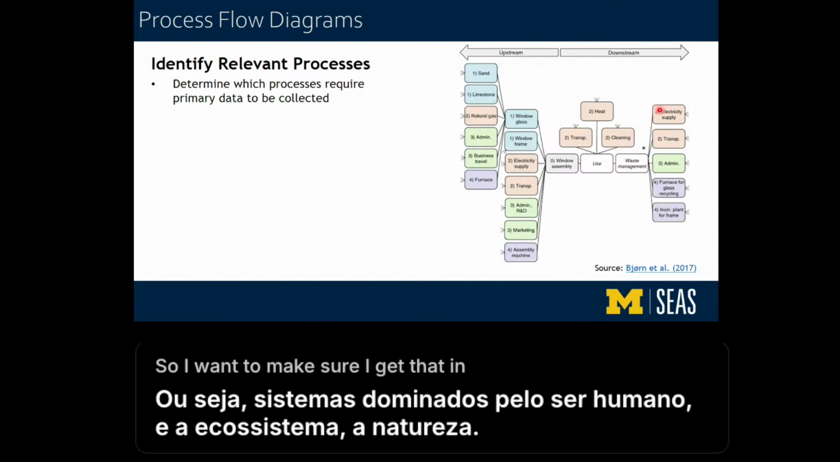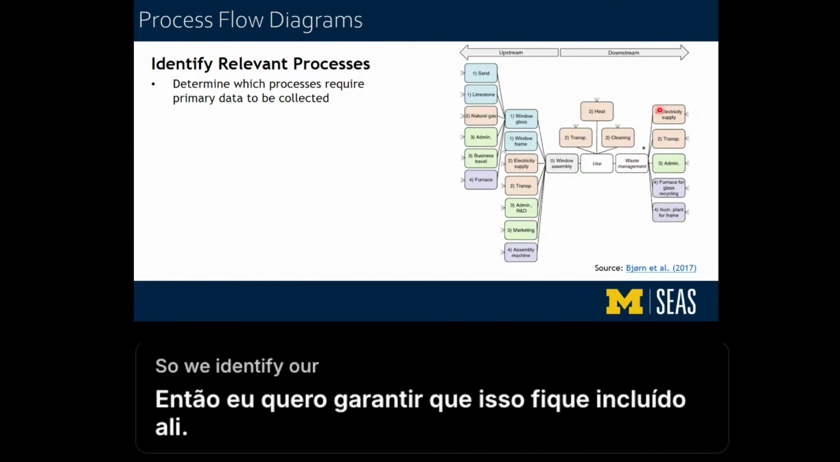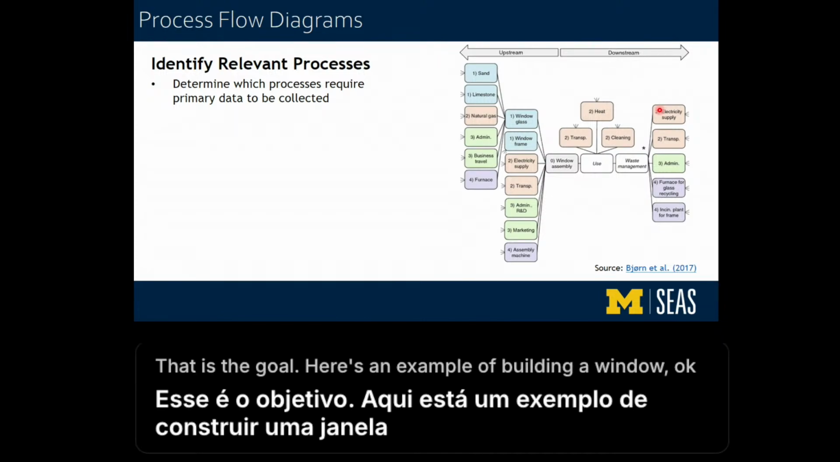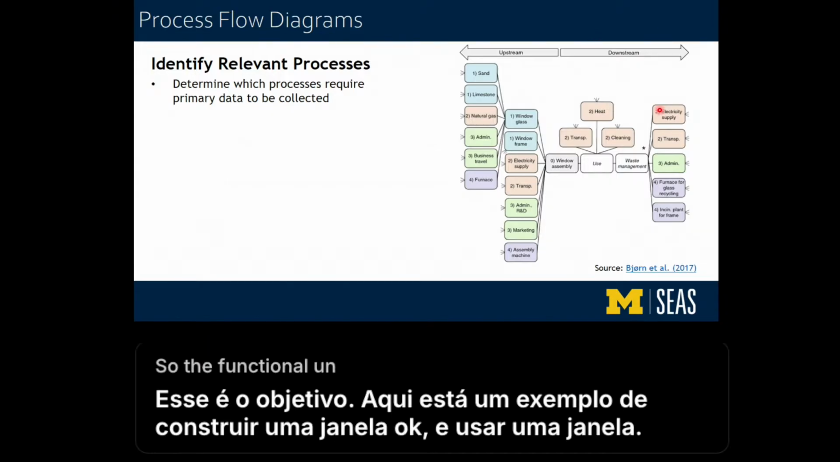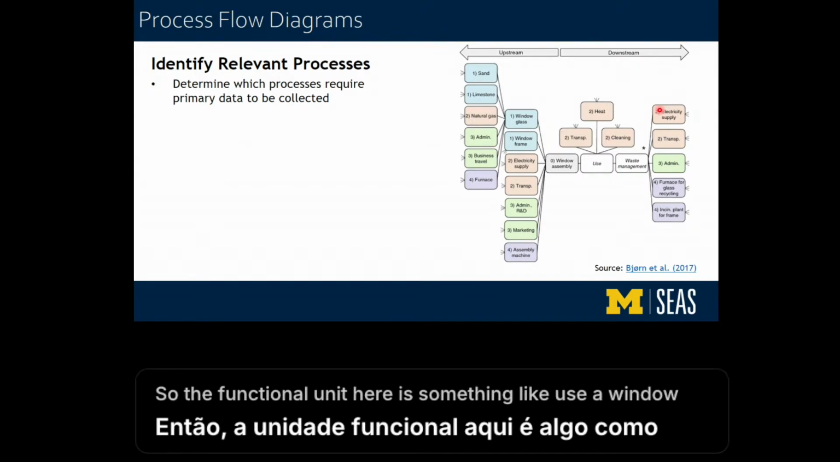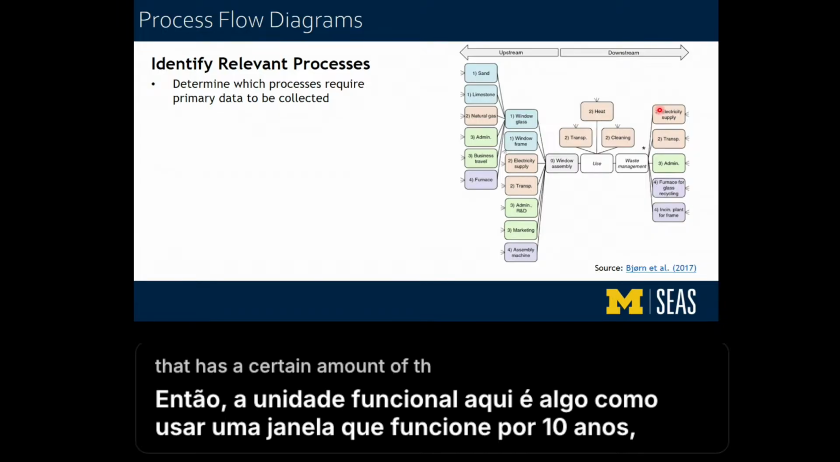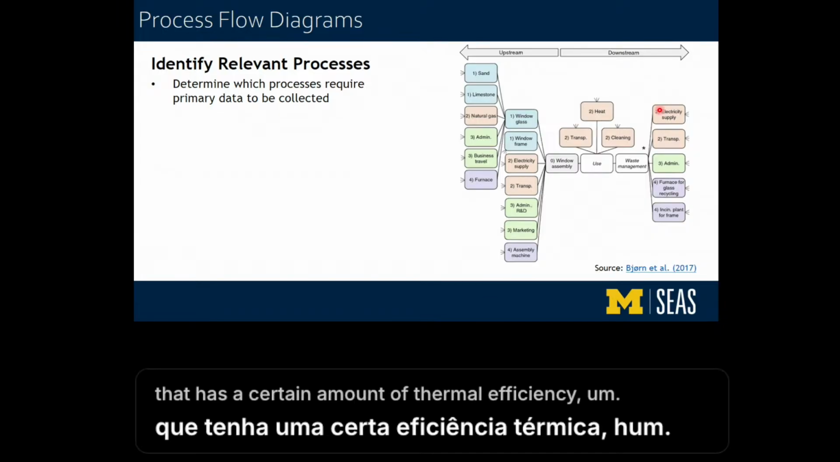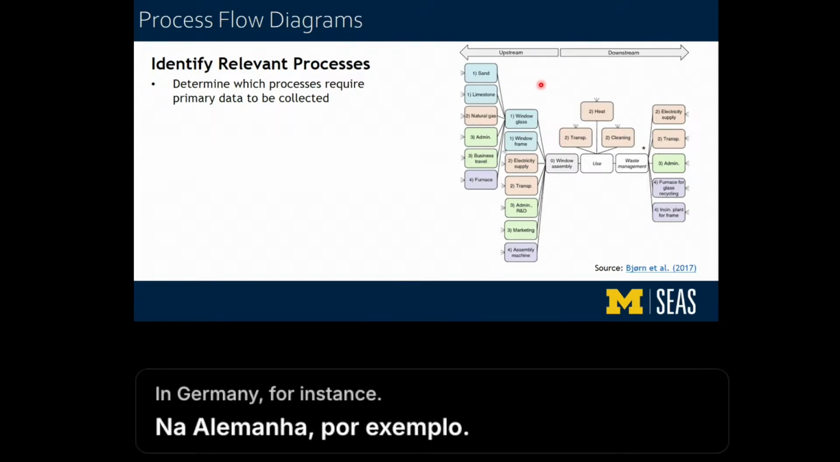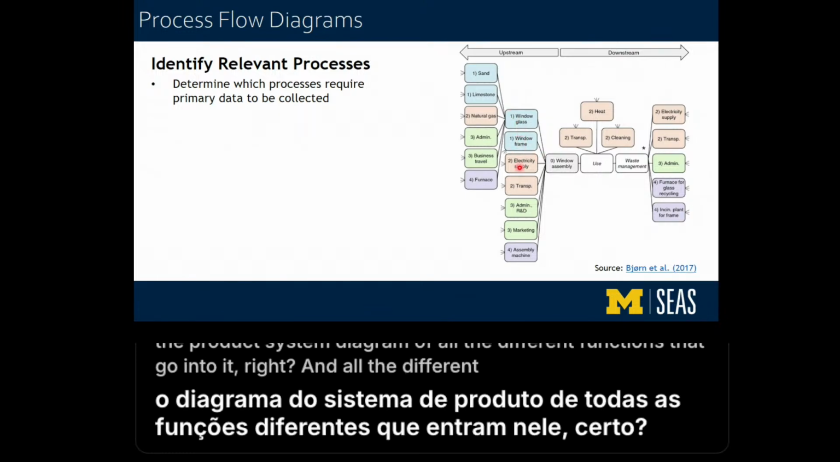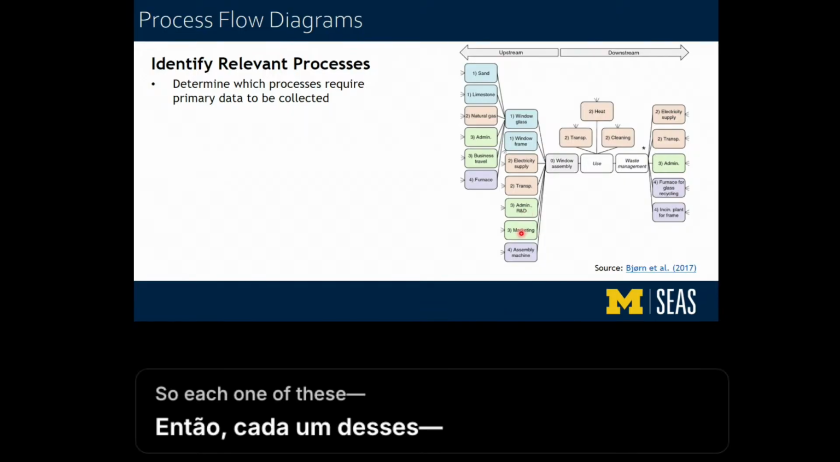So we identify our relevant processes. That is the goal. Here's an example of building a window, okay? And using a window. So the functional unit here is something like use a window that operates for 10 years, that has a certain amount of thermal efficiency in Germany, for instance. And so you can see they've actually built out the product system diagram of all the different functions that go into it, right? And all the different processes. So each one of these boxes is a unit process.